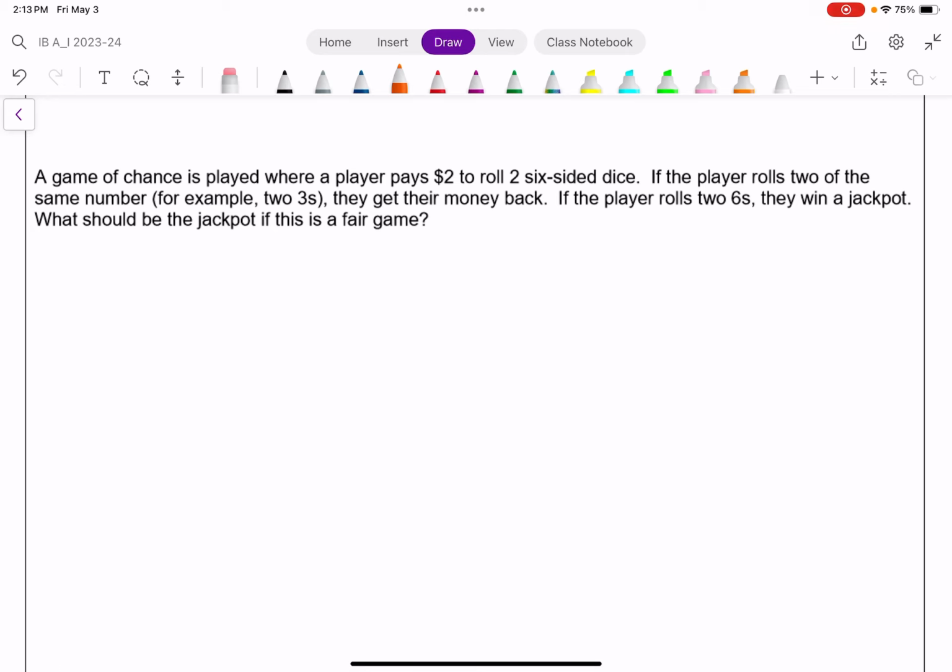So lastly, we have a game where a player pays $2 to roll 2 six-sided dice.